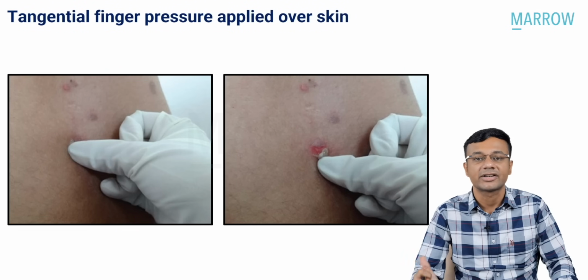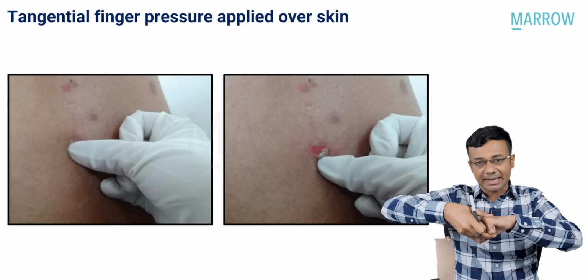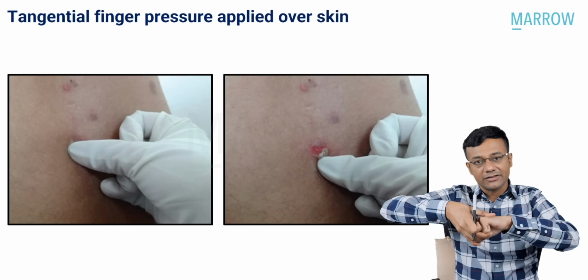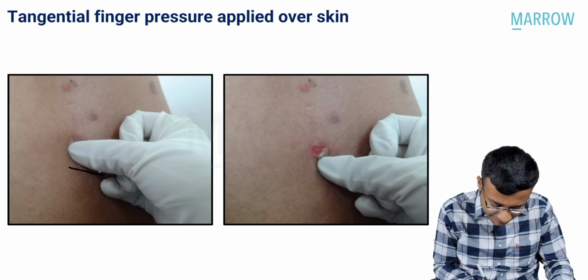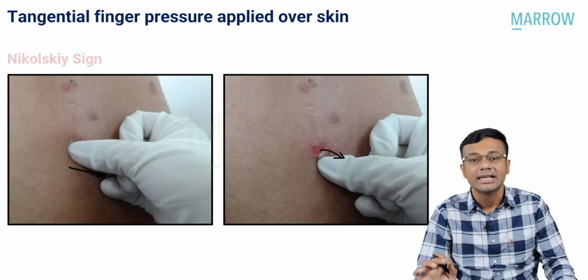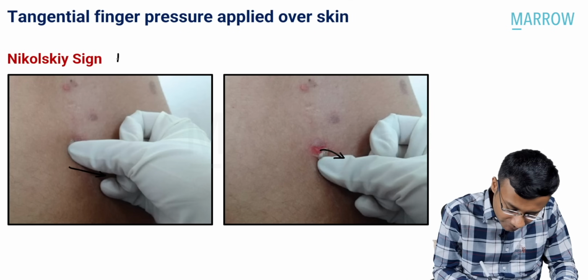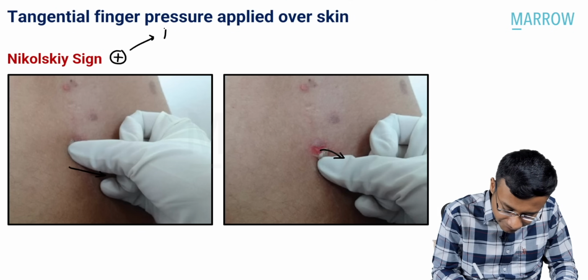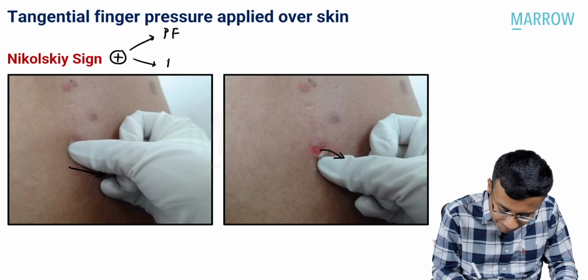And here, this is a characteristic sign where tangential finger pressure is applied over the skin. So when you apply tangential finger pressure over the skin, what is happening here? Here, the examiner is putting the pressure. You can see the upper layers of the skin separate from the lower layers. This is called Nikolsky sign.